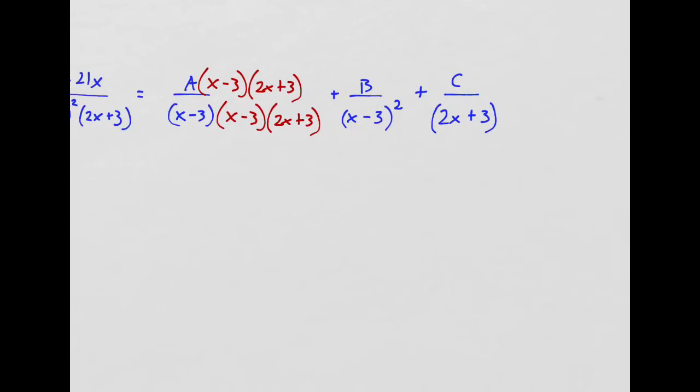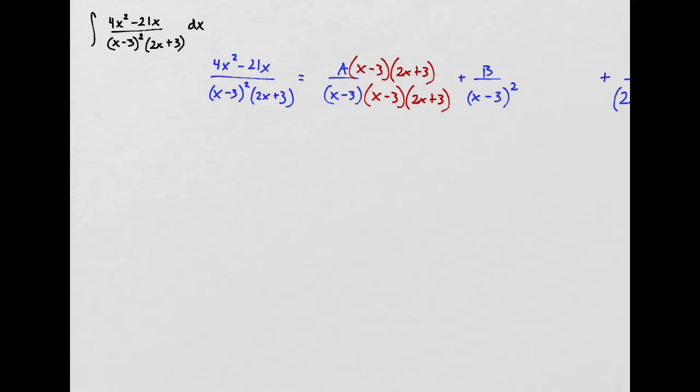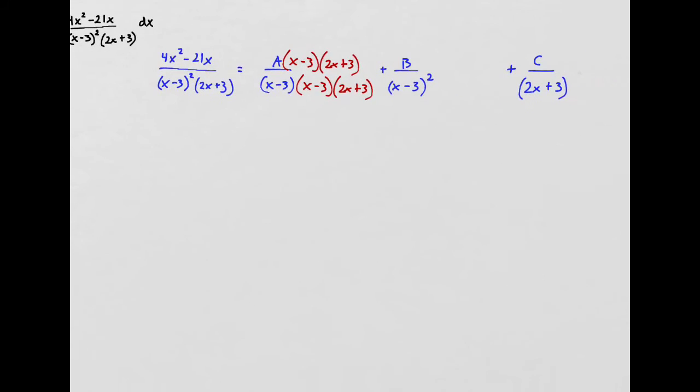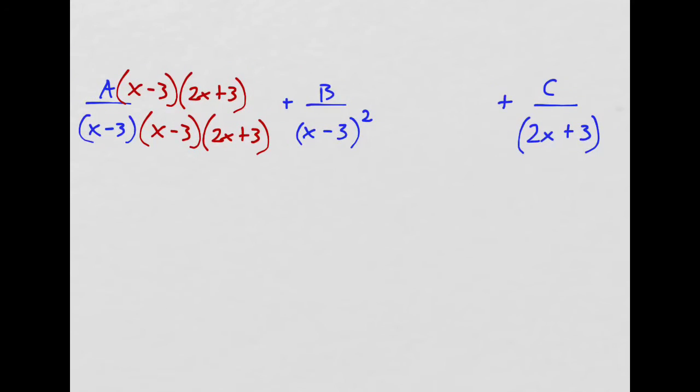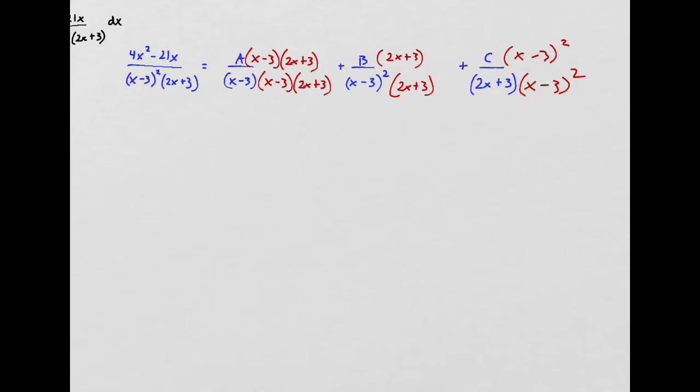And then I will get a common denominator for the B term. And, okay, what is that missing? And I can just compare it to this. It's missing a 2x plus 3. And I'll do that in the top as well, 2x plus 3. And lastly, this one's missing an x minus 3 squared. It's missing two of them. So x minus 3 squared. So now I have common denominators.